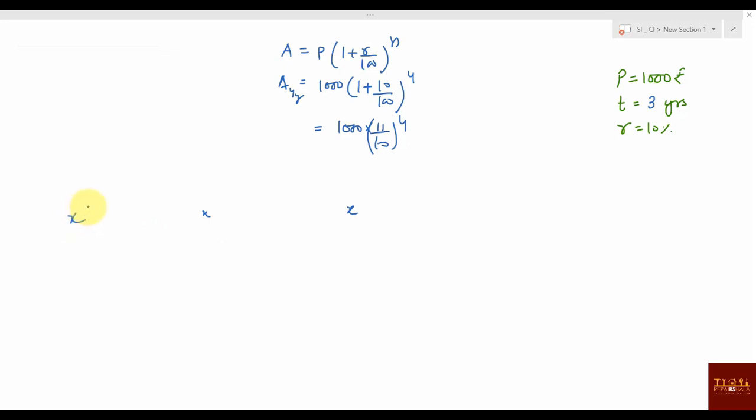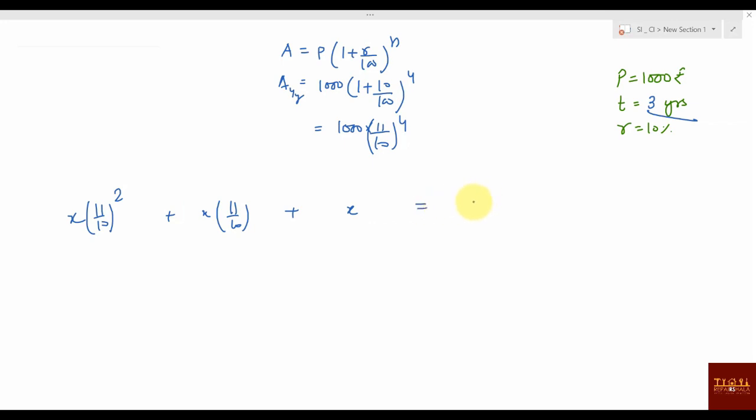So after 4 years the amount will be 11 by 10 raised to power 4. You can say P into 1 plus R by 100 raised to power n. And one more thing: why do we have to check after 4 years? Now only 3 years are remaining, so you have to check for only 2 years now. Here you have to check for only 1 year, and here you have to check for 0 year, that is 1.